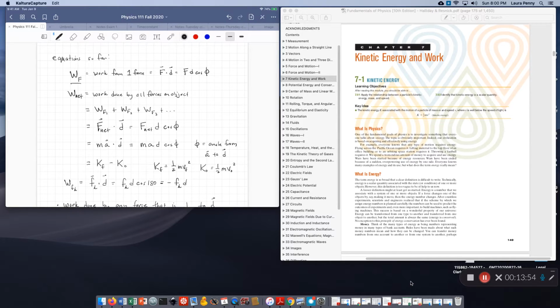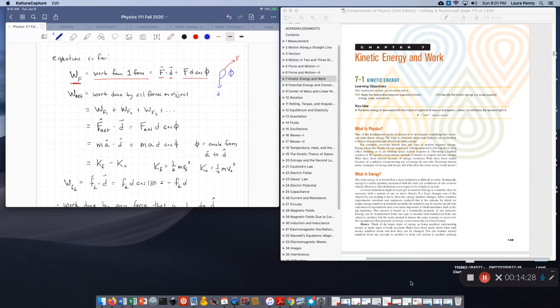So the work done by one force, one lone force, is just that force dotted with the displacement. The force vector dotted with the displacement, you can write that in terms of the magnitude of the force, the magnitude of displacement, and the cosine of the angle between the force and the displacement. Again, where you'd have some force vector and some displacement vector, and then this would be the phi, the angle between them.